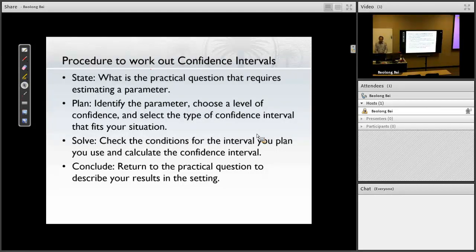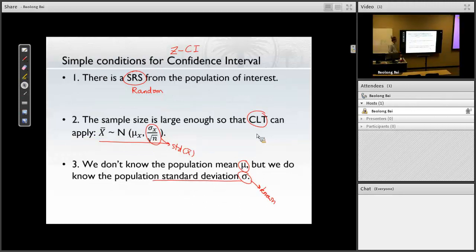And the plan: once you identify the parameter, choose a level of confidence. What confidence level do you want? The default value is 95% when it's not provided. Otherwise, just use whatever confidence level is indicated. Then select the type of confidence interval that fits your situation. We have only the Z confidence interval now, but we're going to also talk about the T confidence interval. The major difference is that the Z confidence interval needs the parameter sigma to be known to us, right? So we need to know sigma.